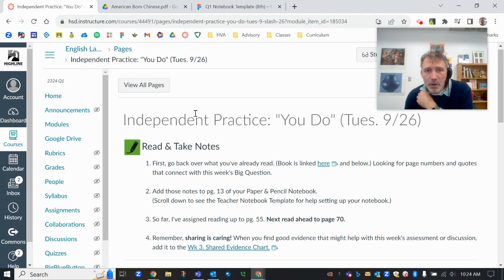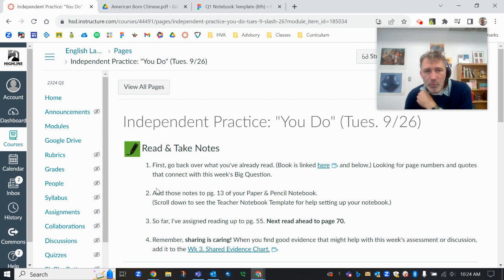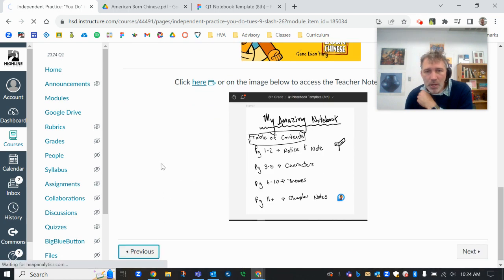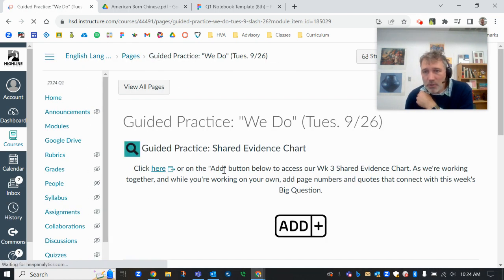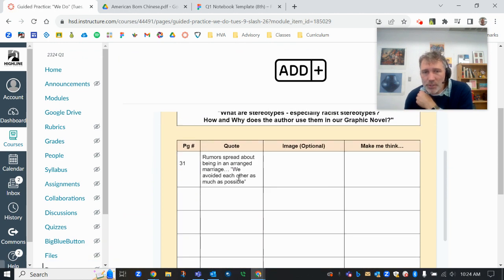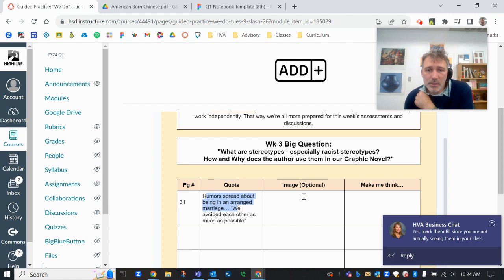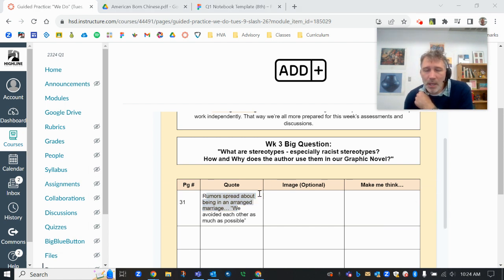And quick plug for the sharing is caring. So on the previous page, we've got this link here to the shared evidence chart. It's on the previous page right here as well. And so anything that you find, add it here. So I started with page 31. That was the one I found. Rumors spread, and I'll add in the rest of this in a second. But anything that you put here, if you find a good piece of evidence, share it with the rest of the class. This is the type of stuff that will really help everyone do well on the assessments that are coming up later this week, and also on the discussion on Friday.